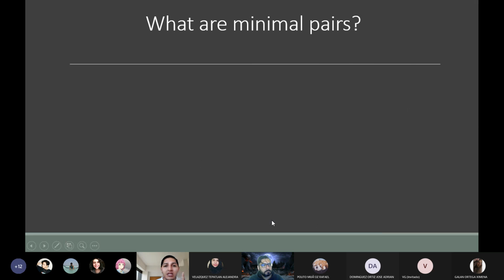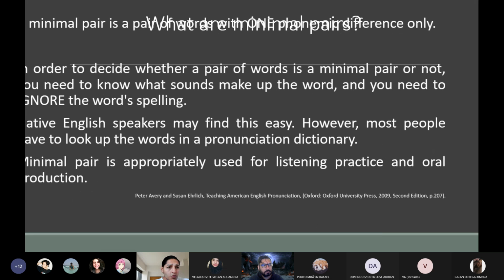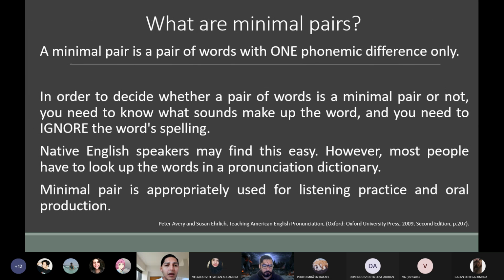Only one sound changes. So the definition would be that minimal pairs are pairs of words with only one phonemic difference. In order to decide whether a pair of words is a minimal pair or not, you need to know what sounds make up the word and ignore the word spelling. Okay, it's not about the letters, it's not about the spelling, it's about the sound. So you concentrate on the sound. This is useful, of course, to develop your pronunciation.